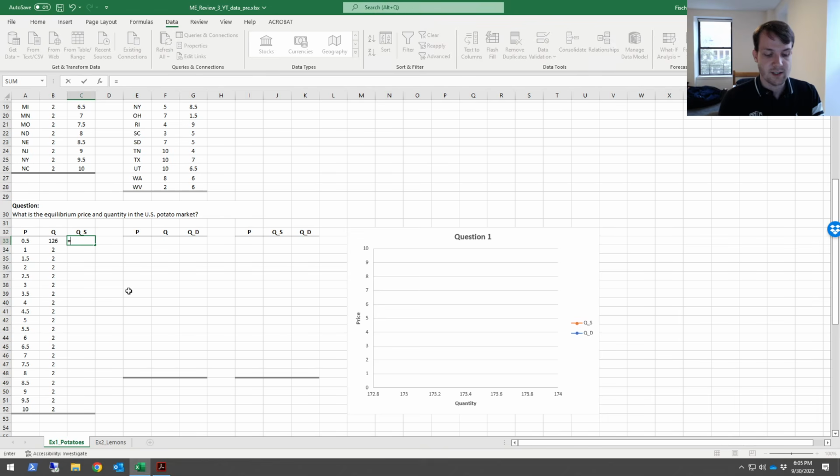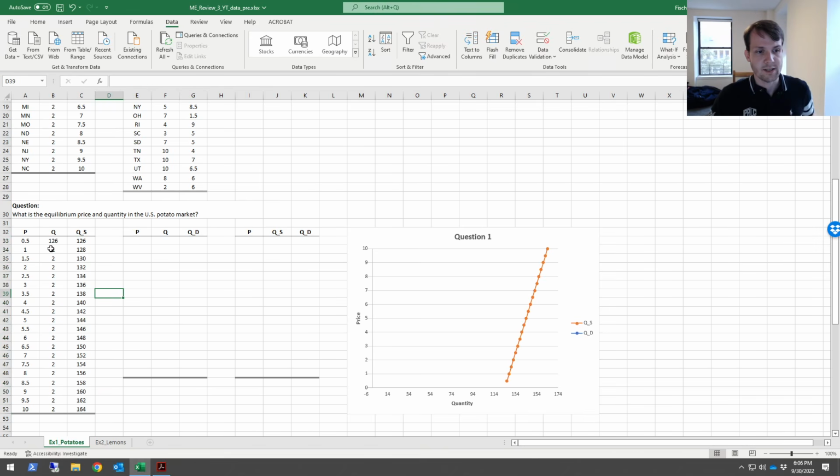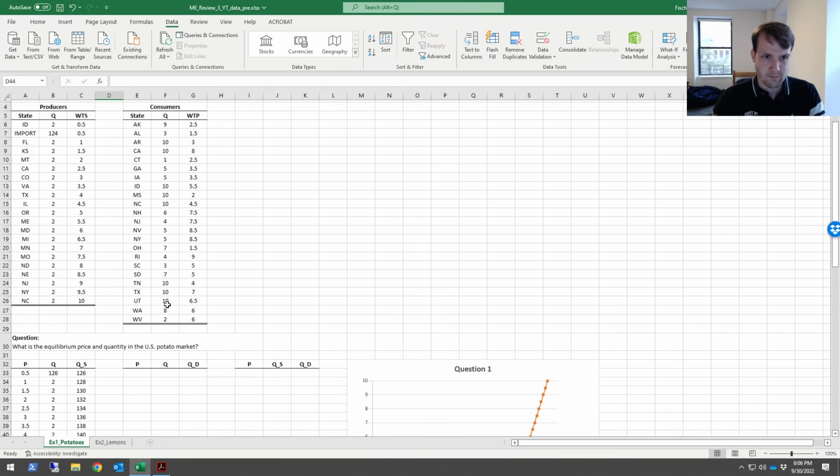To get the quantity that's in the market, we basically just have to take the sum going down the table. So we're going to make sure that we're taking this into account. You're going to see, right, at 0.5, quantity is 126. At 1, it's 126 plus 2, 128. At 1.5, it's the sum of these 3, which is 130, and so on and so forth. Should be pretty straightforward.